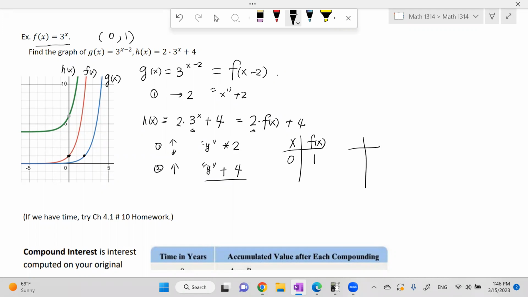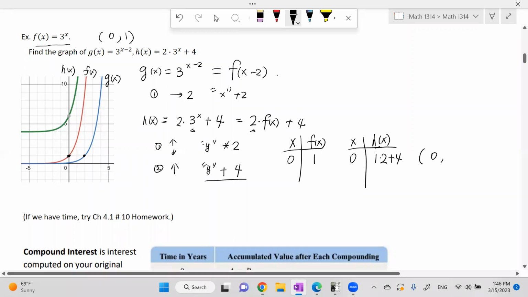And let's do the transformation. This is x and this is h of x. I should follow the 2 steps. So 0 has no transformation on the h of x, but y changed. So y is 1 multiplied by 2 first and then plus 4. So the new key point is 0, 6.